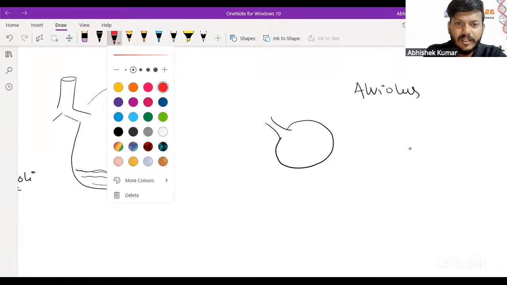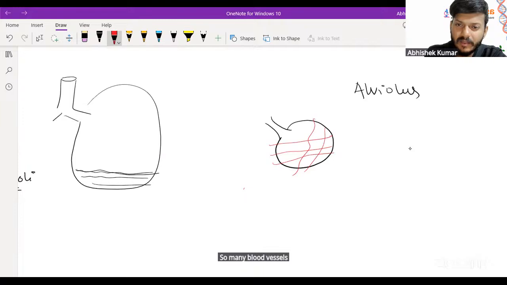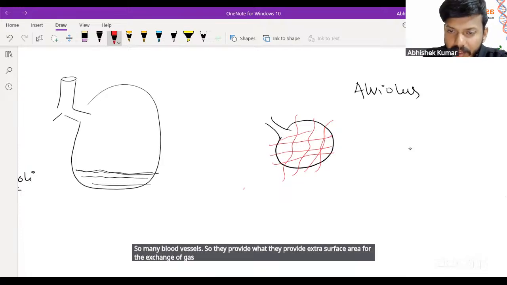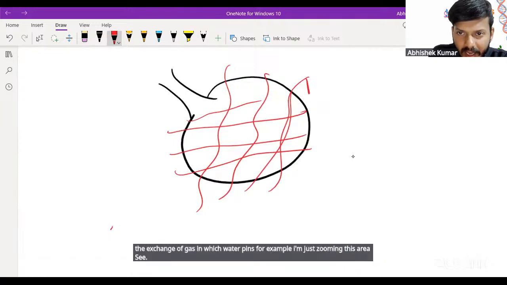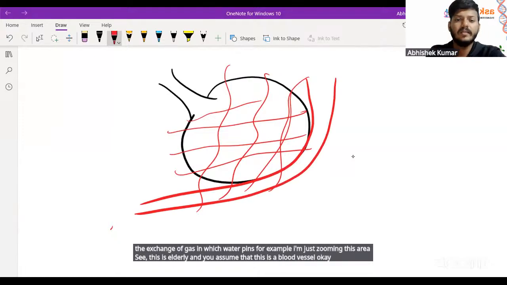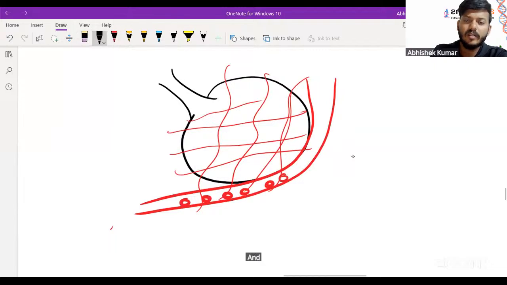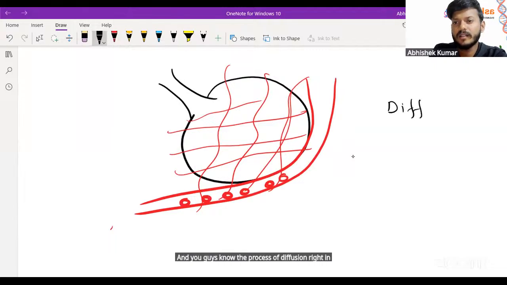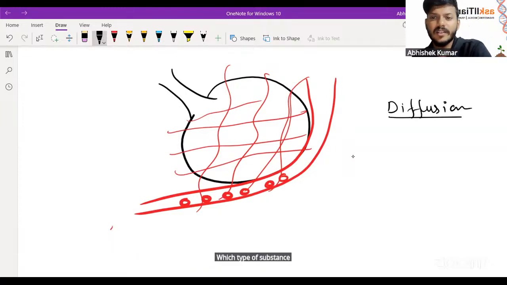So what happens? Nearby alveoli, there are so many blood vessels. They provide extra surface area for the exchange of gas. For example, I'm just zooming in on this area. See, this is an alveolus, and you assume that this is a blood vessel. Through this blood vessel, red blood cells are continuously passing, and you guys know the process of diffusion, right? In diffusion, what happens? Which type of substance moves from which gradient to which? Can you tell me?